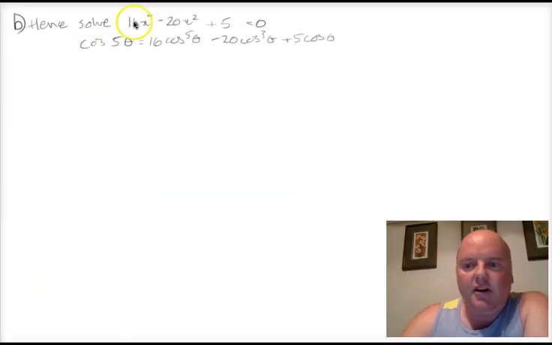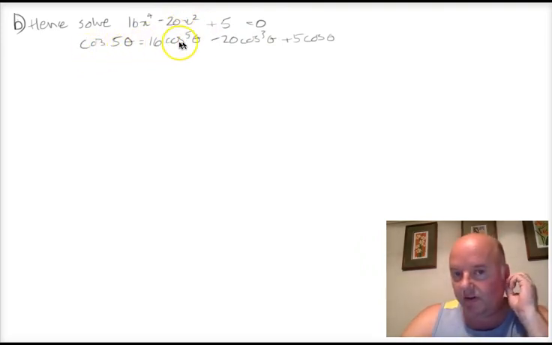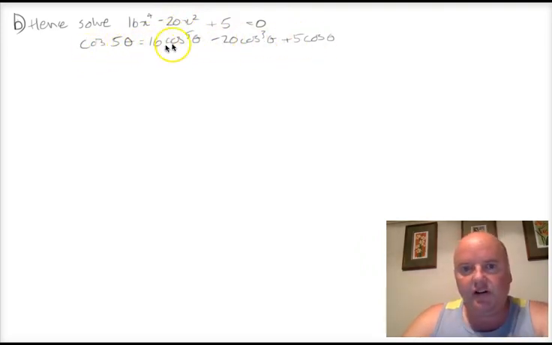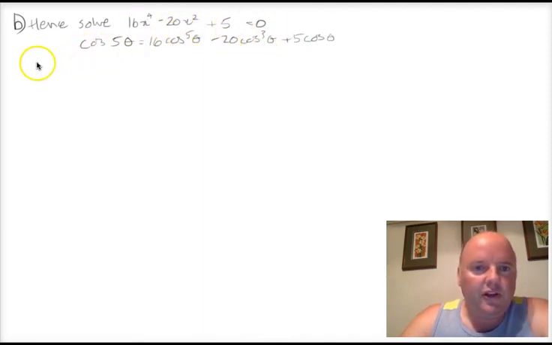Okay, so the next part was to solve this equation. We just showed that cos 5 theta could be expressed as that. You'll notice the coefficients are the same, but the powers seem to be different, but that's okay. We'll deal with that in a little bit. So what we do is we recognise there's a relationship between these.